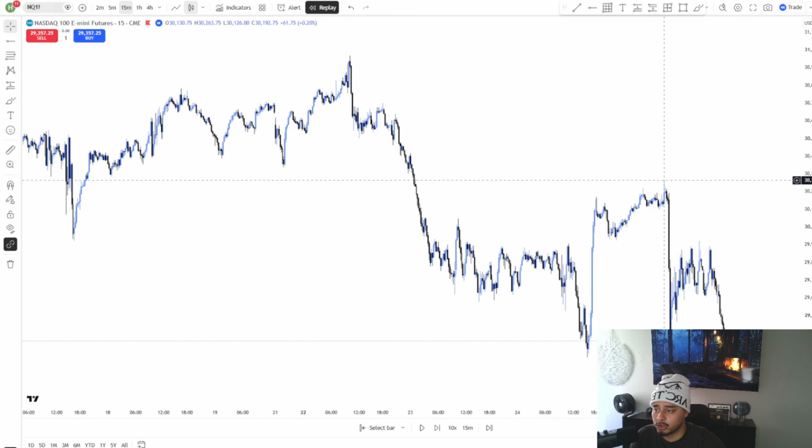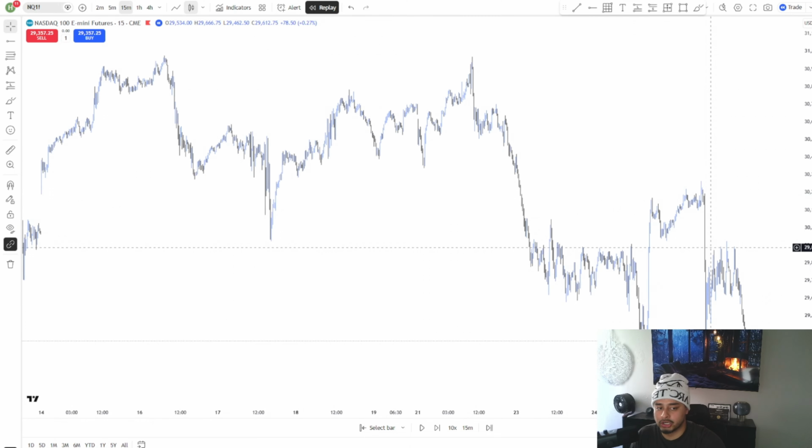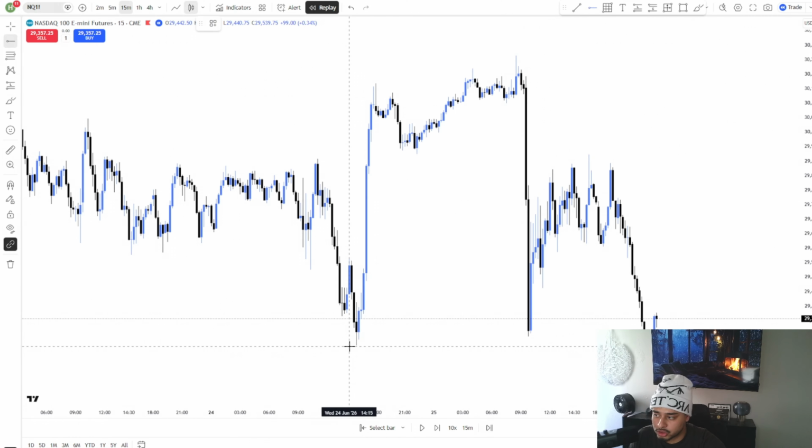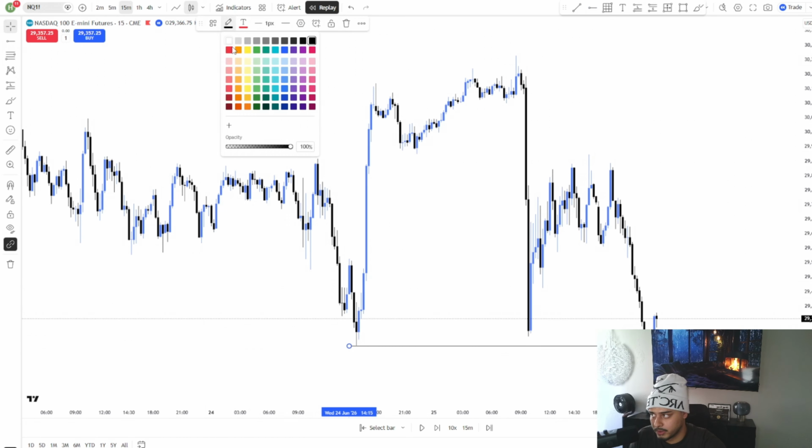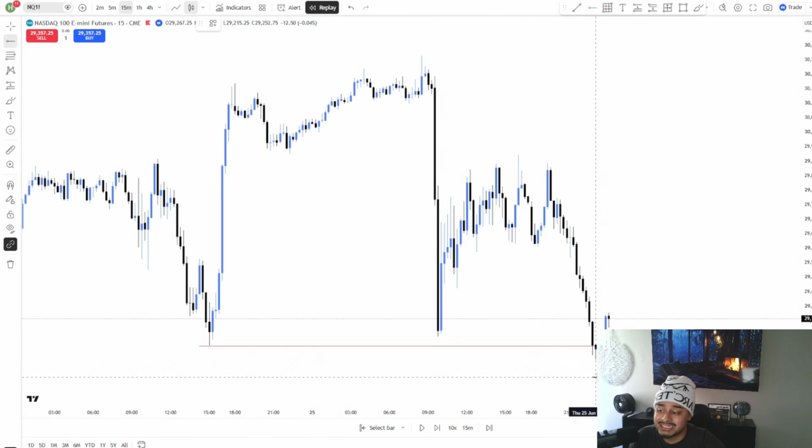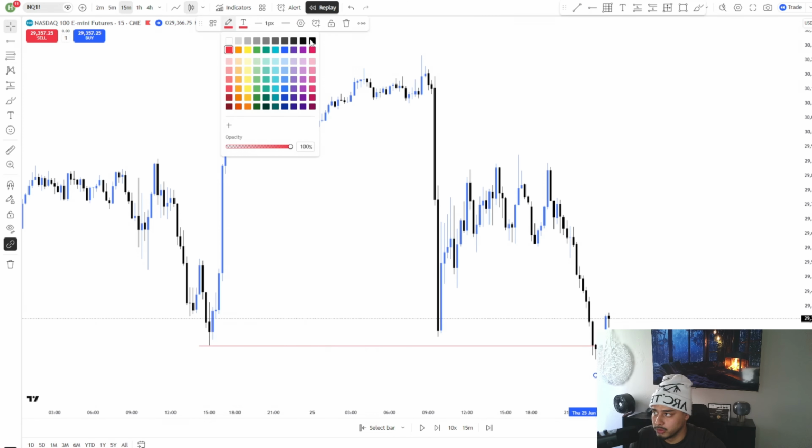Keep this in mind, internal liquidity is in the same trend near each other. So if I zoom in, we have an internal liquidity sweep right over here. Now we have liquidity that's resting all the way down here below this blue wick.